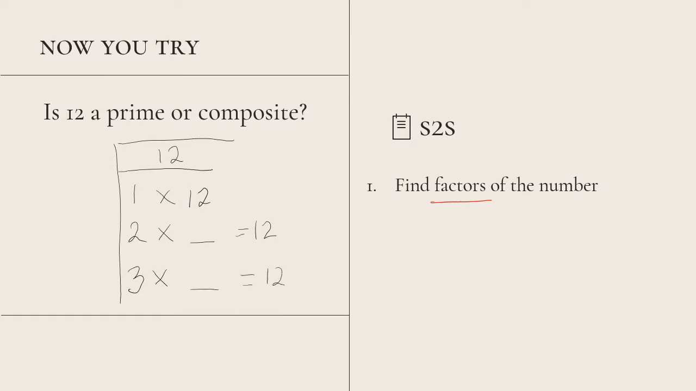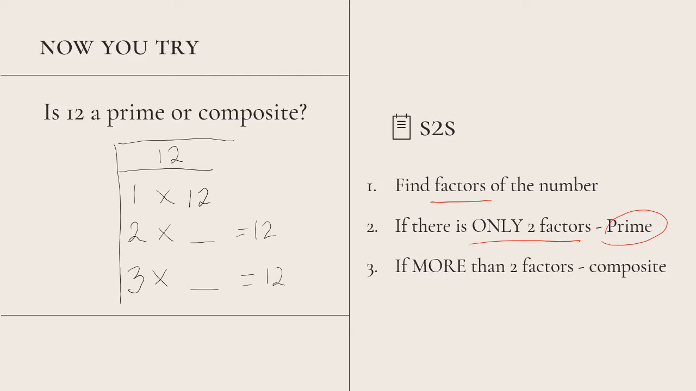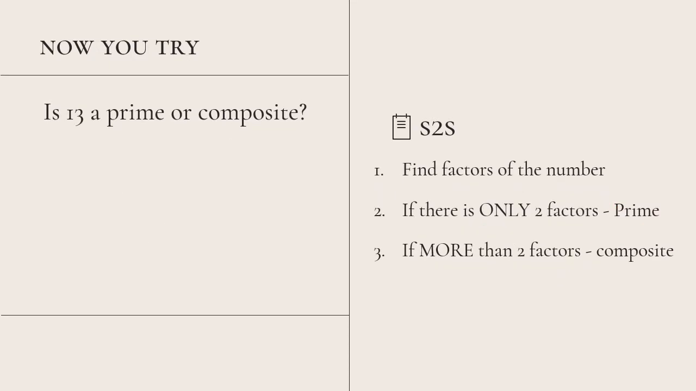And then step 2 would be if there are only 2 factors, then it's called a prime. And if there are more than 2 factors, then it's a composite. So you try to find if 12 is a prime or a composite. Next, find out if 13 is a prime or composite. I have provided the steps right here on the side for you to refer to.